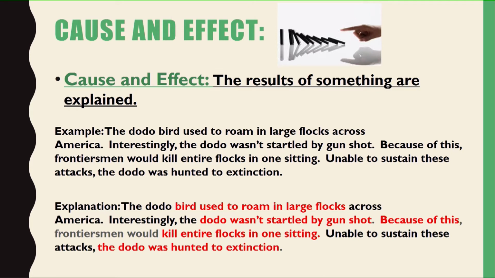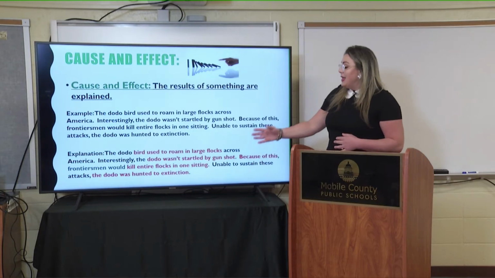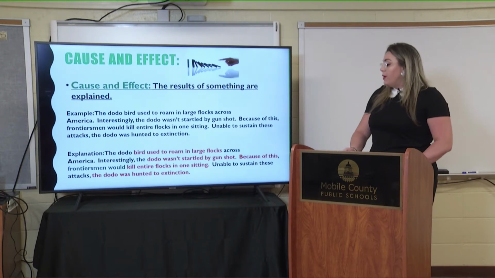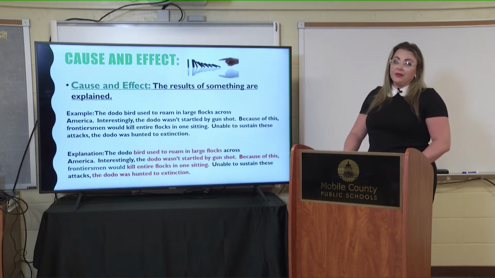So here, if we're dealing with the text structure of cause and effect, we are going to be discussing the result of something and how it's explained. So look here at this explanation. Here we have the dodo birds who roamed in a large flock, but the dodo bird wasn't startled by gunshot. Here's the issue there. Because they were not startled by gunshot, the frontiermen would kill the entire flocks in one sitting. Unable to sustain these attacks, the dodo was hunted to extinction. So because the dodo was not startled by the gunshot, the effect of that was that the hunters were able to kill them, which eventually led to their extinction.